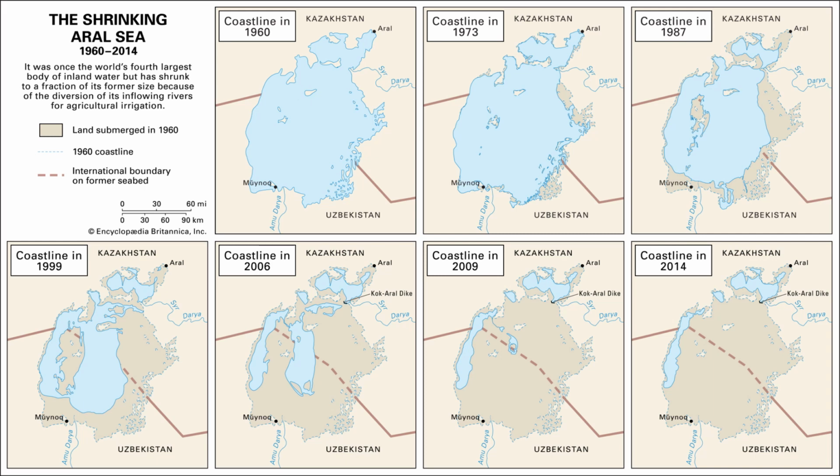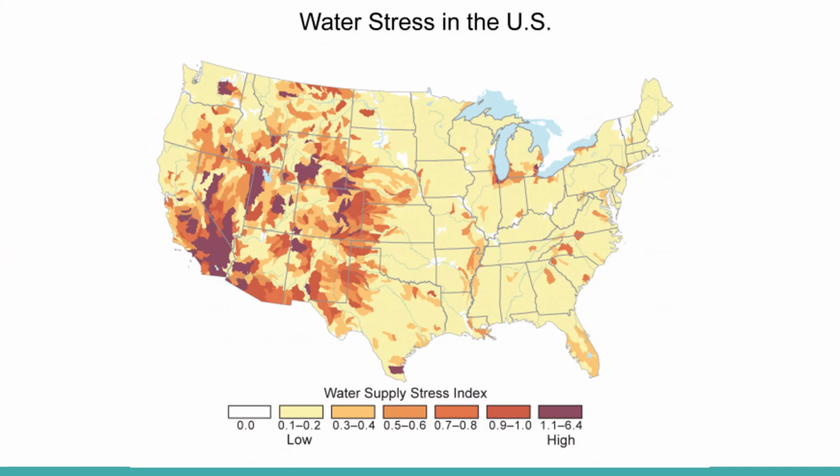Pictured here is a graph kind of showcasing this with the shrinking Aral Sea. It used to be the world's fourth largest body of inland water, but now the Aral Sea is more like the Aral Lake, the Aral Creek, even, with how small and dehydrated it has become over time, just from the diversion of its inflowing rivers for agricultural irrigation.